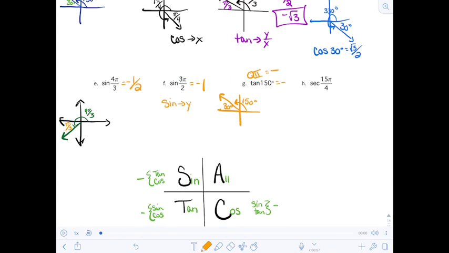So let's go back up and simplify that. 1/2 over negative root 3 over 2. So that reduces to a negative 1 over root 3, and as I rationalize, that is going to be a negative root 3 over 3.